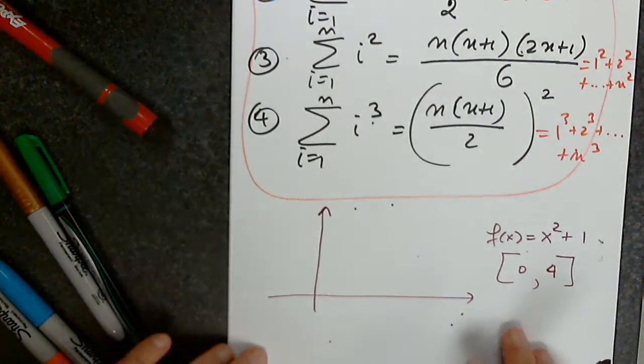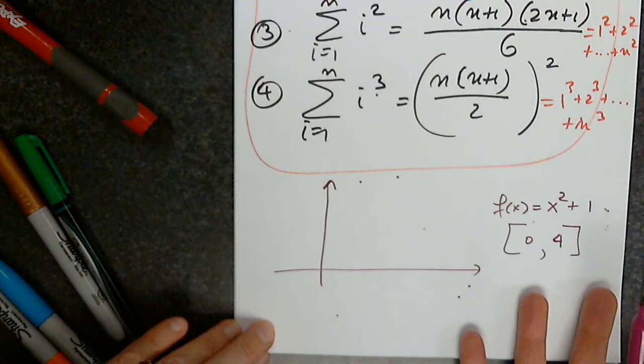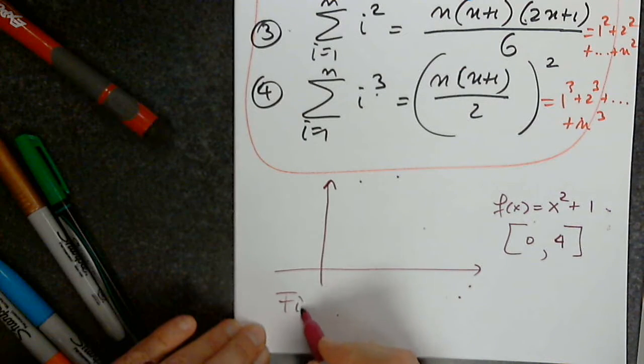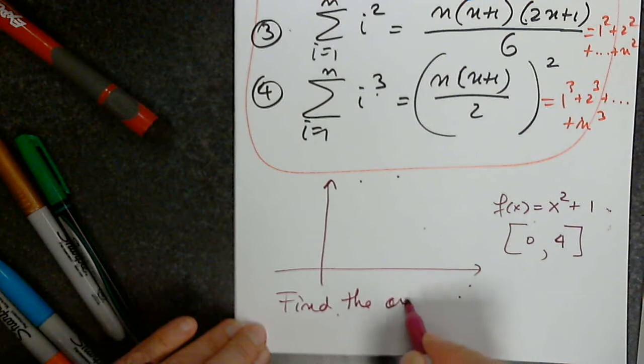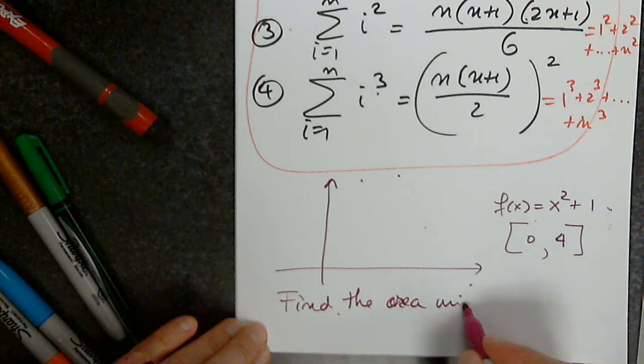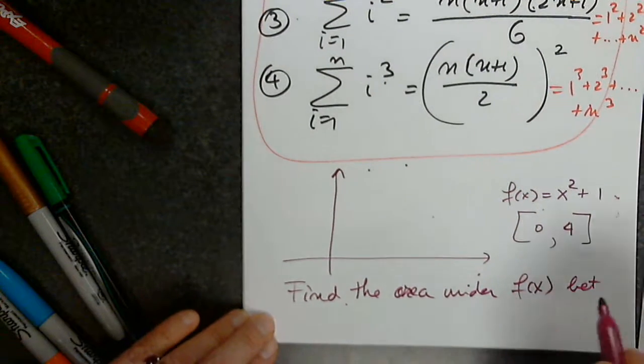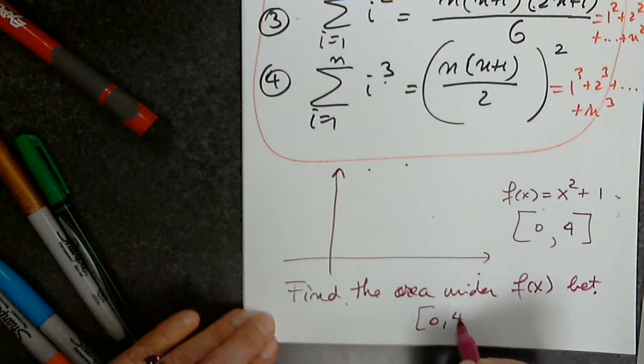And here's the question. I'm going to graph the function, and I would like to determine the area, find the area under f of x between 0 and 4.